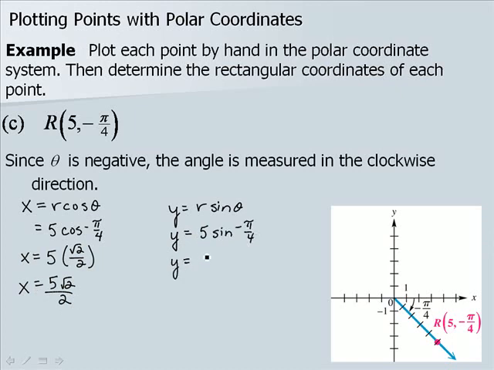And y will be equal to 5 times negative square root of 2 over 2, or y is equal to negative 5 square root of 2 over 2. So our ordered pair is 5 square root of 2 over 2 and negative 5 square root of 2 over 2.